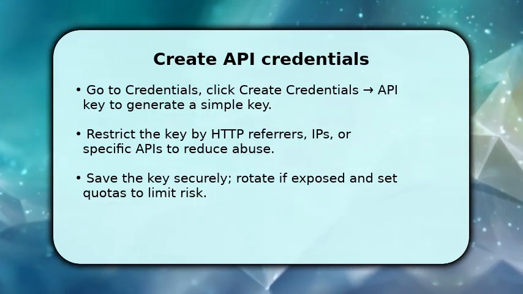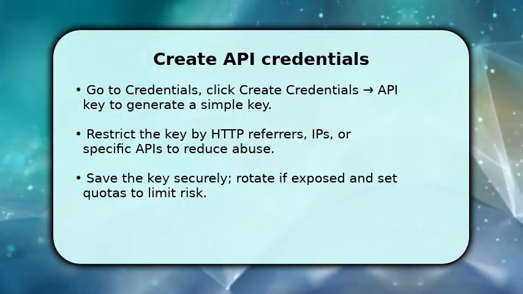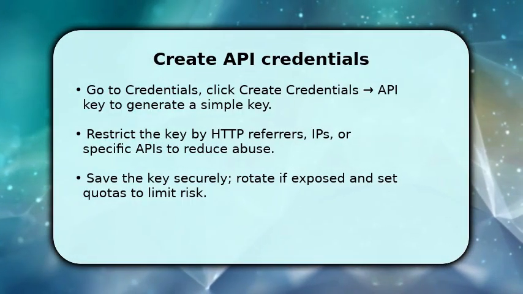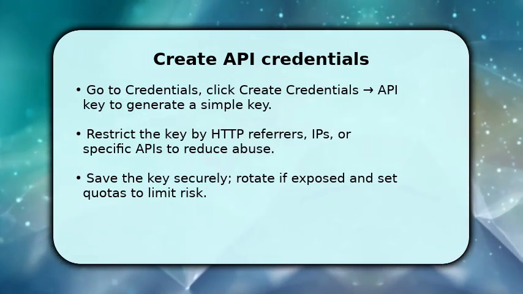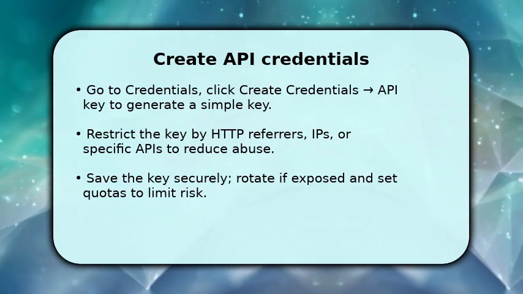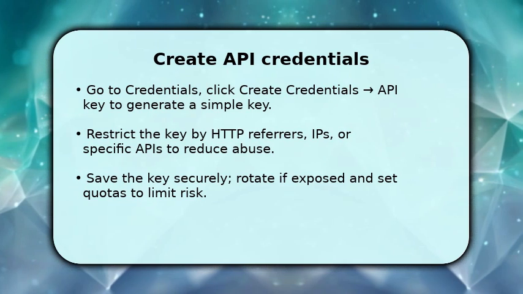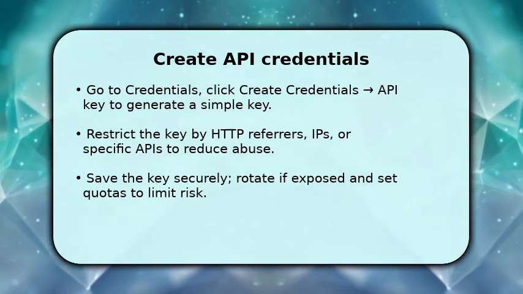Add HTTP referrers for browser apps or IP addresses for server calls, and bind it to YouTube Data API v3 so other APIs cannot use it. Also set usage quotas and expiration if available. These restrictions prevent unauthorized usage and keep your quota and billing under control.